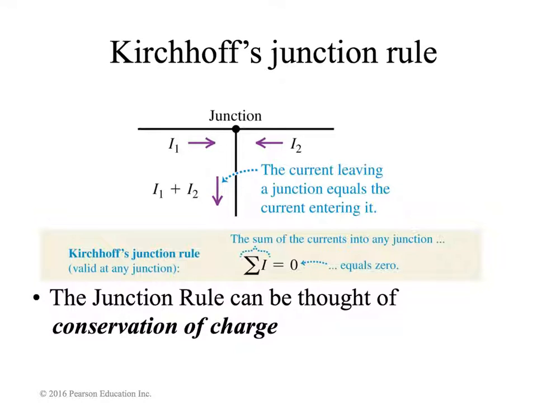One of the things we can think about in trying to understand this rule is to view it as a conservation of charge. That is, as the current flows in from the left and from the right into this junction point, and then comes down through this vertical piece of wire, we can think of that current as traveling charge, and whatever charge comes into that junction point has to come out. That's what I mean by thinking of it as conservation of charge.